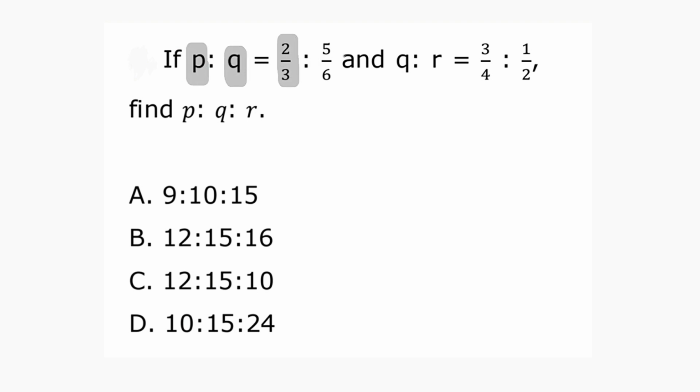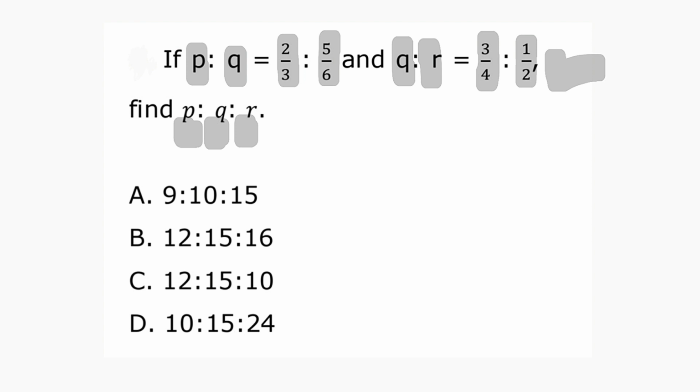Here is a ratio problem which reads: if the ratio of P to Q is equal to 2 divided by 3 to 5 divided by 6, and also the ratio of Q to R is equal to 3 divided by 4 to 1 divided by 2, we are asked to express this ratio in the form P is to Q is to R. I sorted out this question in 2010 JAM questions.